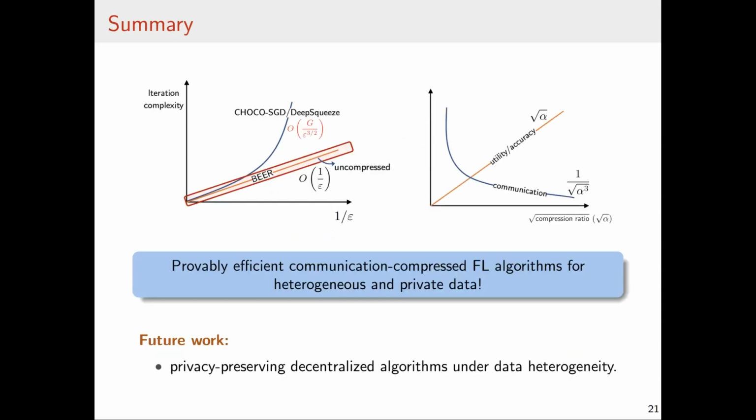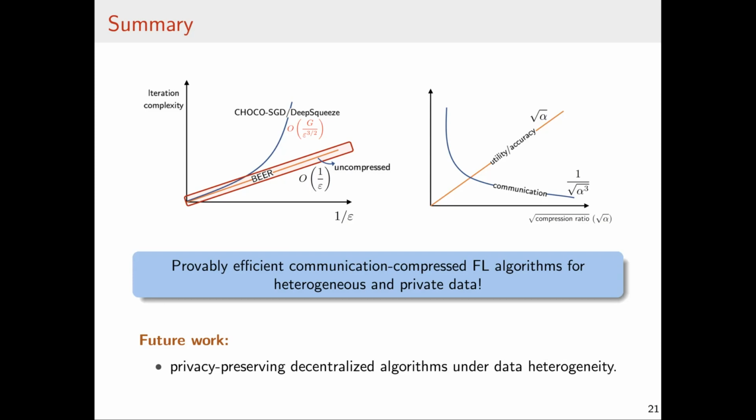All right, so to summarize the talk, I essentially covered two algorithms. One is this BEER algorithm that is designed in the decentralized setting, and we show that by using gradient tracking, we can actually meet the convergence rate of uncompressed algorithms even under arbitrary data heterogeneity. On the other end, we also talked about this unified private federated learning framework, SoteriaFL, that we designed, and highlighted the trade-off between accuracy and communication when you have different compression ratios for the algorithm.